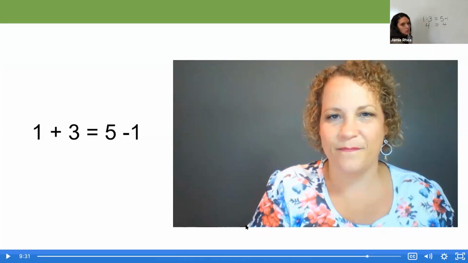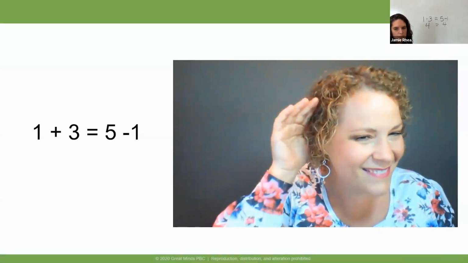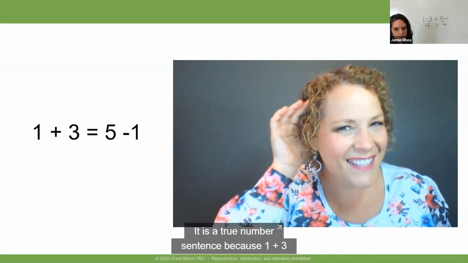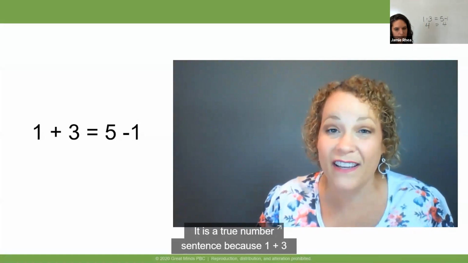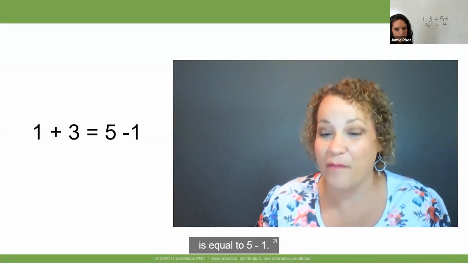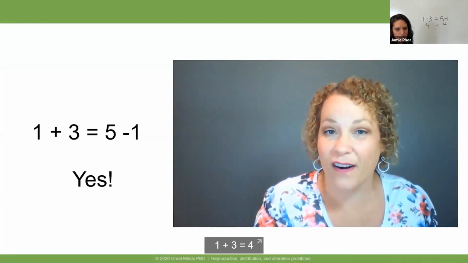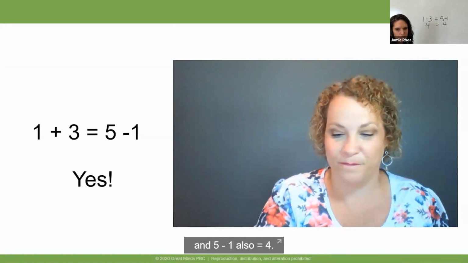Is that a true equal? Yes, because 3 plus 1 is the same as 5 minus 1. It's 4. It is a true number sentence because 1 plus 3 is equal to 5 minus 1. 1 plus 3 equals 4, and 5 minus 1 also equals 4.